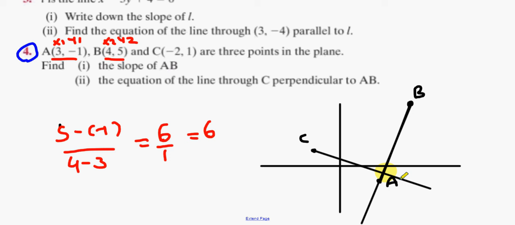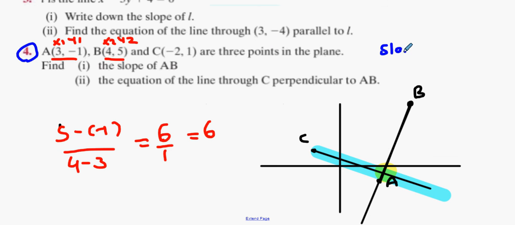Sorry, it doesn't intersect A. It crosses the line AB at a right angle. Everybody cool with that? So my job is to find out the equation of the blue line. Can anybody tell me what the slope of the blue line is?